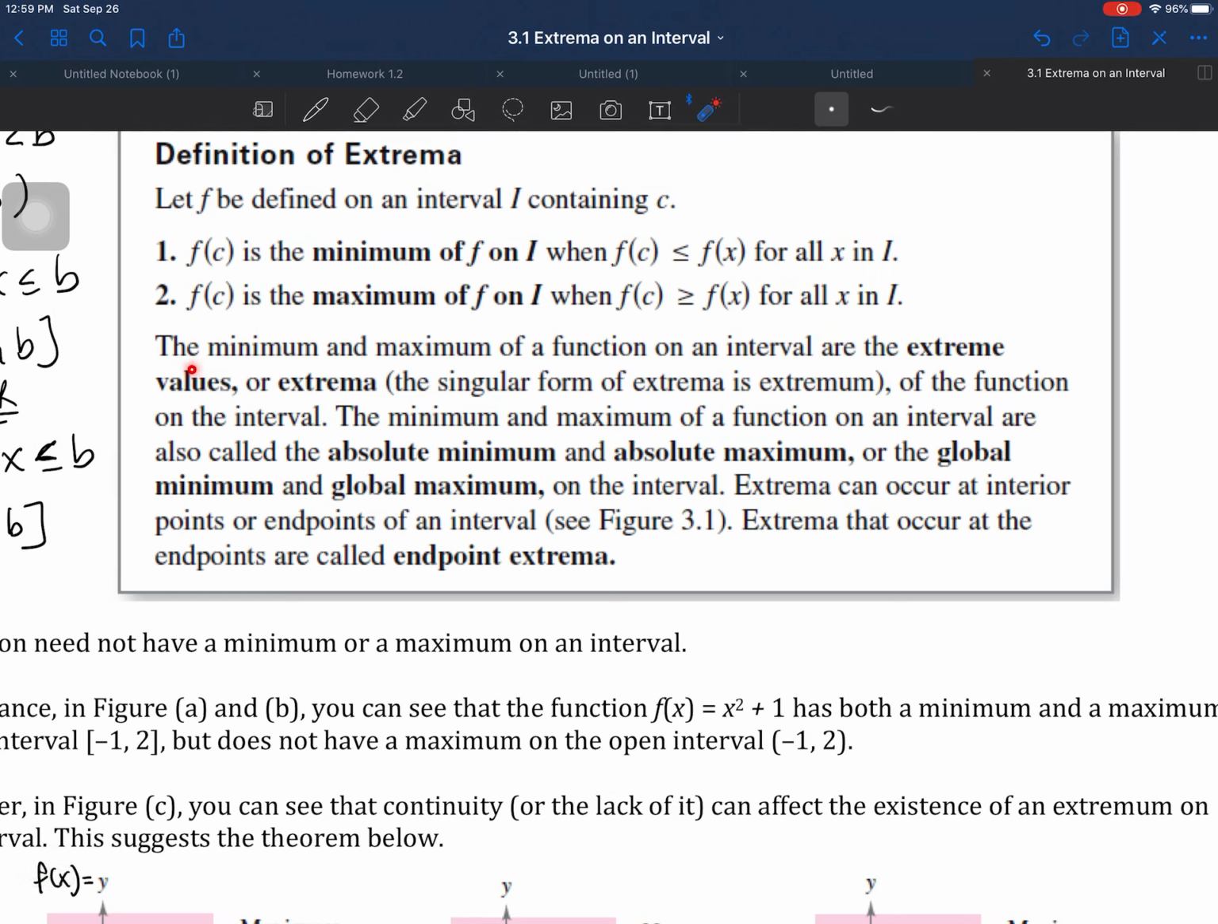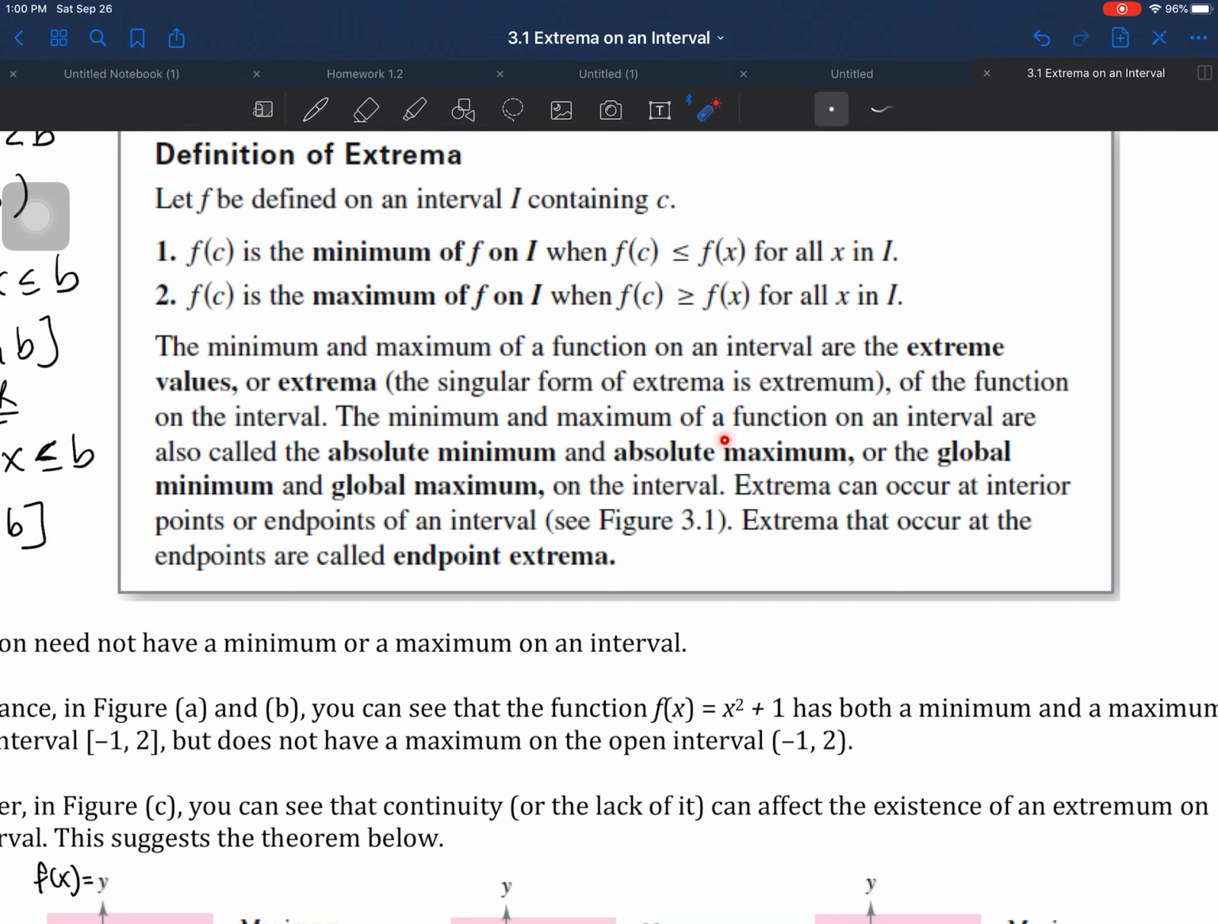So let's see. The minimum and maximum of a function on an interval are the extreme values, or extrema. The singular form of extrema is extremum. If you think about the word extreme, it's like the most, right? So we can think about extrema as the biggest point, the maximum point, that there's nothing else beyond that, right? So extrema values of the function on the interval.